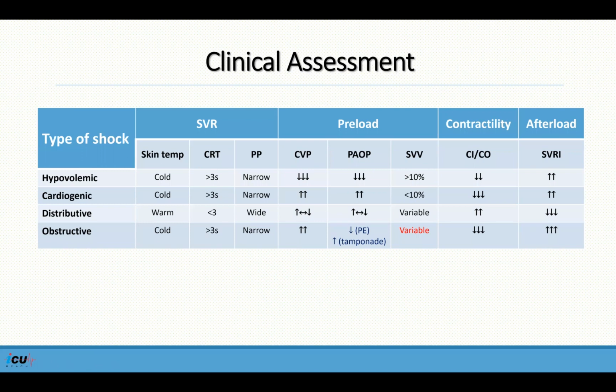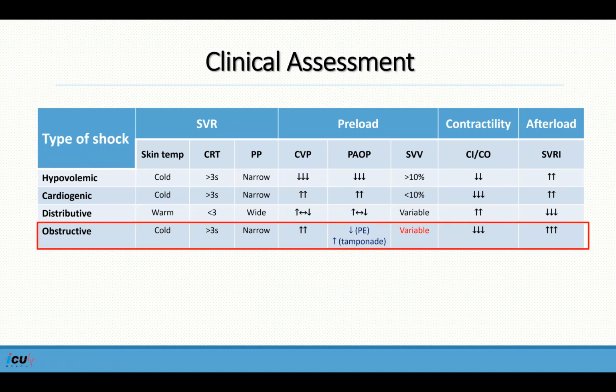And on our clinical assessment, this is the last row here. Clinically, there's an indication of high SVR, extremities are cold, capillary refill time is prolonged, and the pulse pressure is narrowed. The main problem is the afterload. This afterload is increased because of central obstruction. It is not the systemic vascular resistance, but at the same time, the compensatory mechanism tries to increase the systemic vascular resistance in this condition.